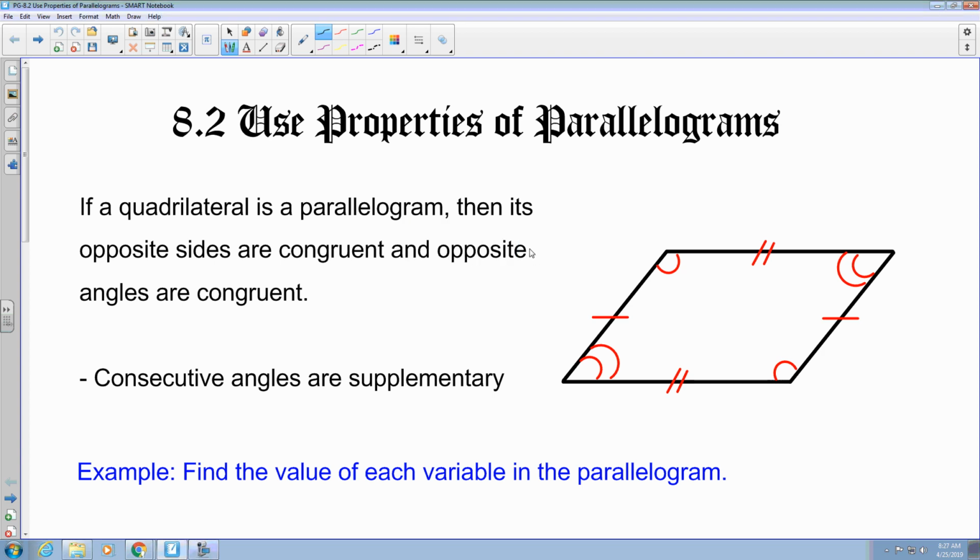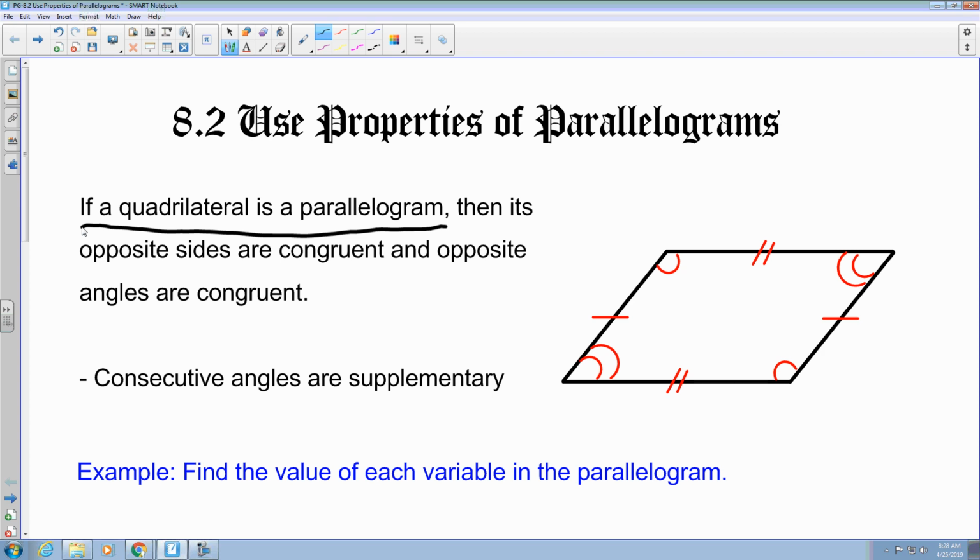All right, we're in section 8.2 where we're going to use properties of parallelograms. In these lessons here, it says if a quadrilateral, a four-sided polygon, is in fact a parallelogram, then these things are going to be true. First off, the opposite sides are congruent.